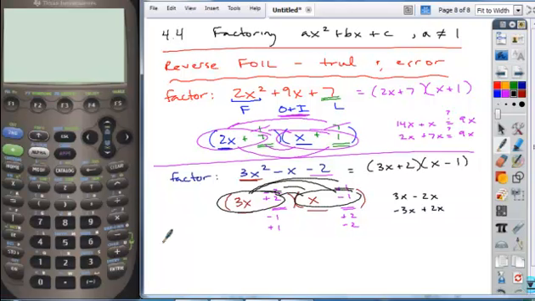Okay, so you see here, in both of these, here I only had to test 2 of them, and I got it on my second one.